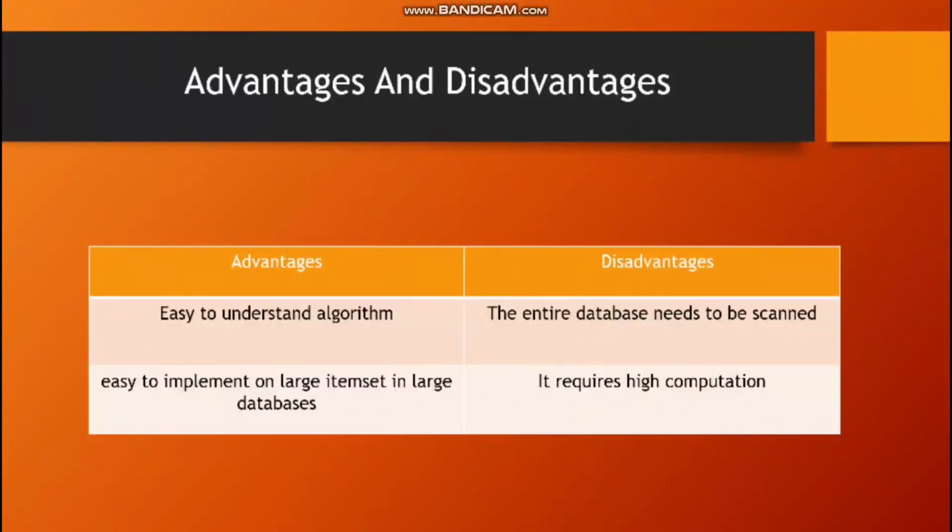Now we will see advantages and disadvantages of Apriori algorithm. The advantages are that it is an easy to understand algorithm and it is easy to implement on large data sets. Coming to the disadvantages, the entire data set needs to be scanned, and the second disadvantage is that it requires high computation power.